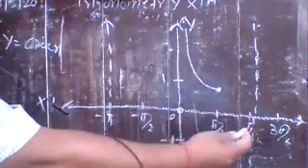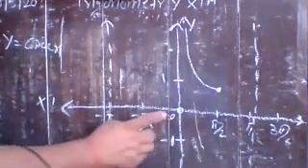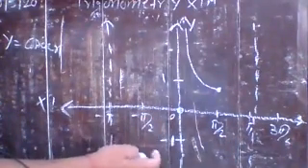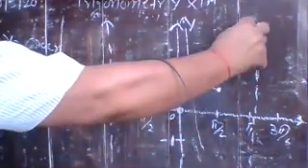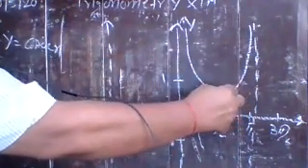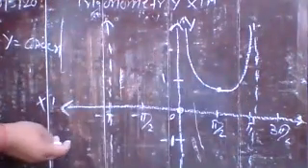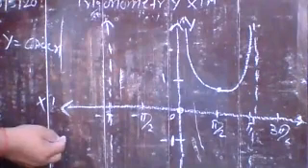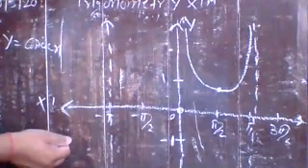Now move to the second quadrant. In the second quadrant, cosec is positive. Cosec is positive. So the curve is like that. So in this way, you can draw its curve.